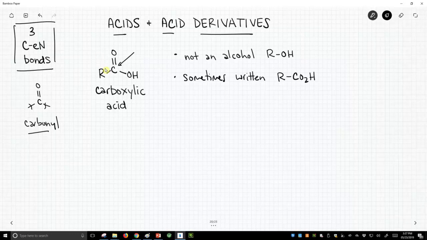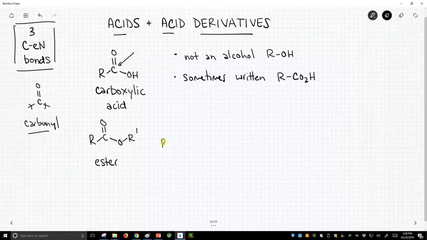There are many other compounds that are like carboxylic acids that have 3 bonds from carbon to an electronegative atom, and these are called the acid derivatives. So what are they? If we replace the OH with an OR, this is called an ester.